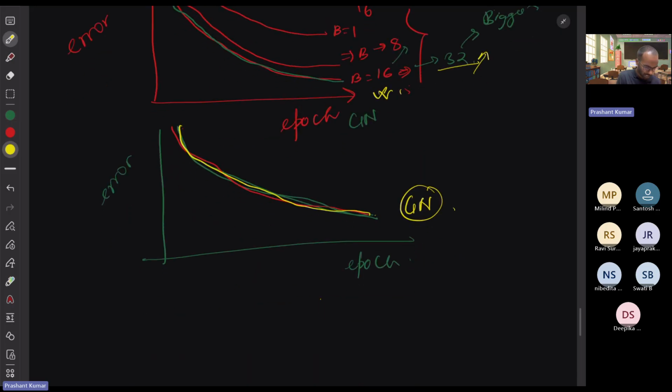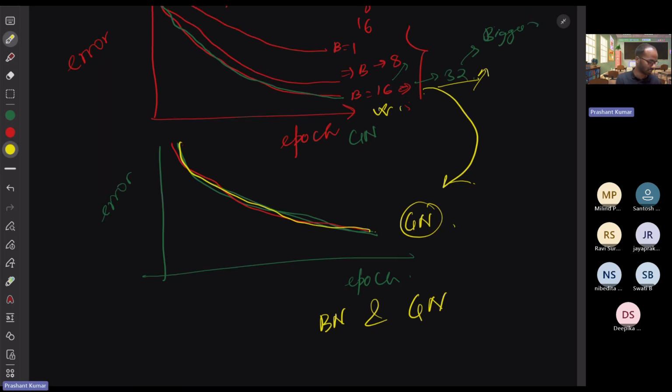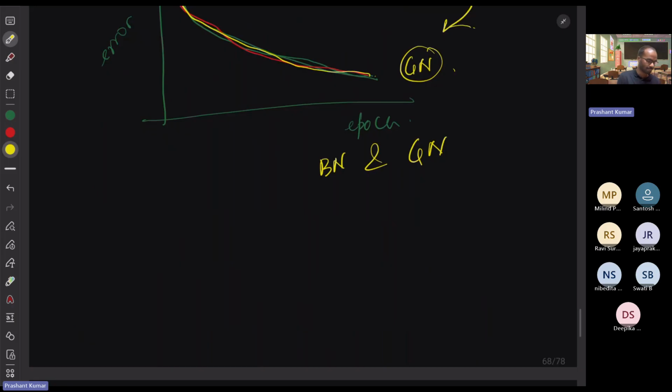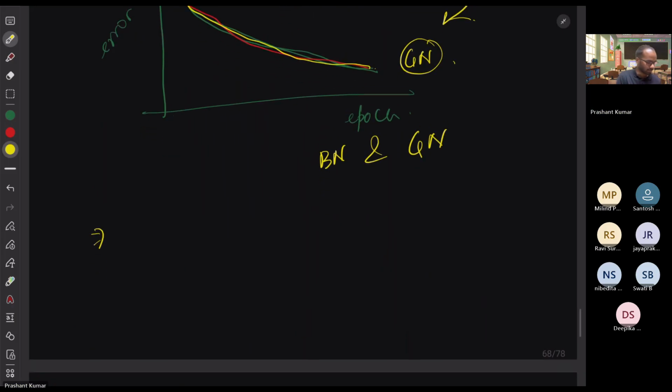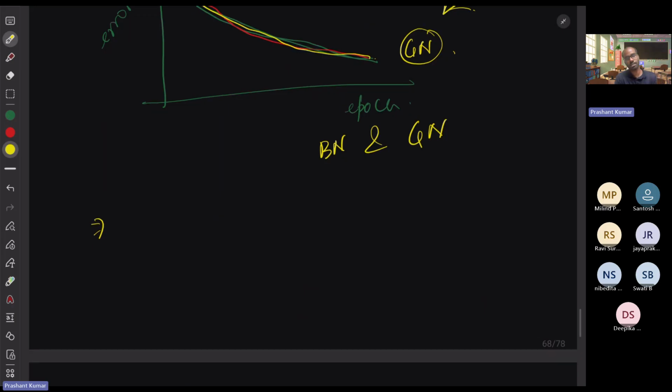And generally, batch normalization and group normalization at the most efficient batch size converge in a similar way. So basically you can go with group normalization without caring about the batch size you are calculating over, at least in the case of CNN and MLP as well. Okay. Now let's discuss another normalization that is called instance normalization.